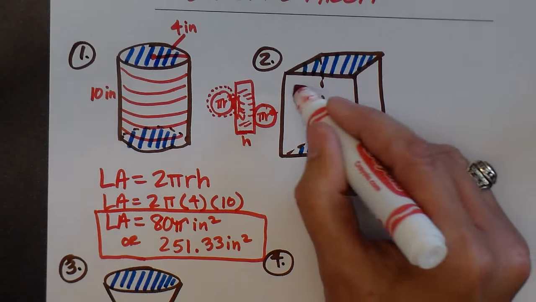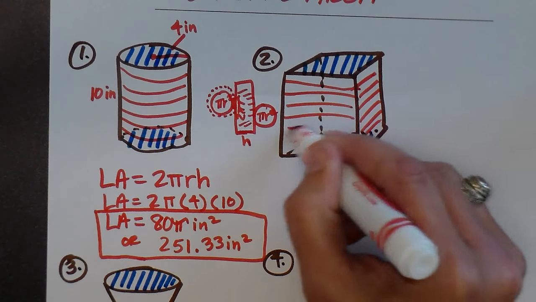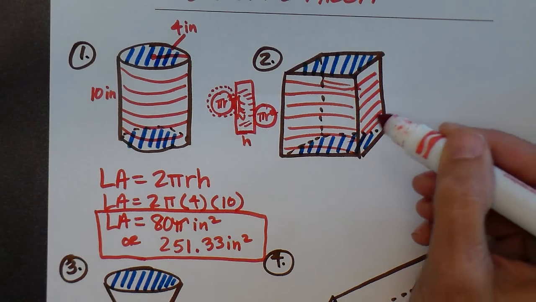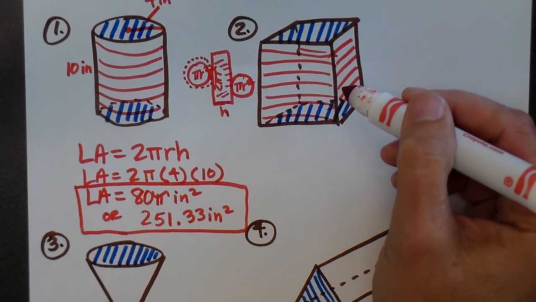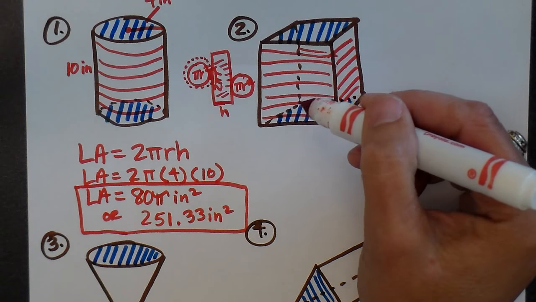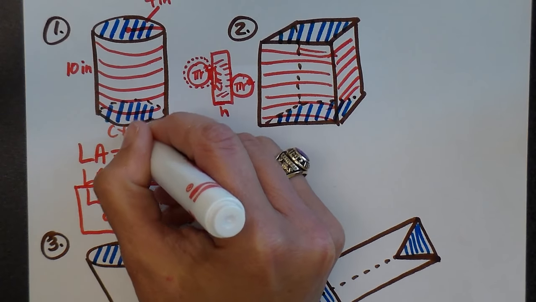So now let's look at the lateral area of my box or my rectangular prism. That's the wraparound the side. Well, to find the lateral area of a rectangular prism, okay, and this is a cylinder. I'll actually write cylinder here.